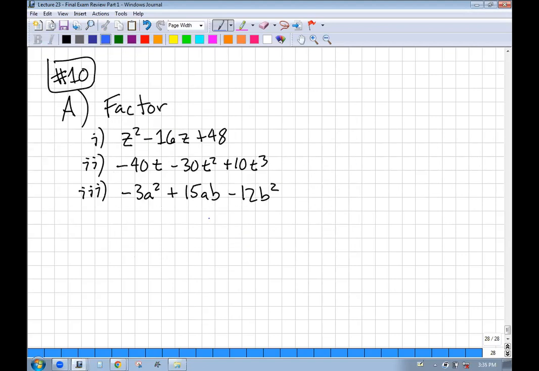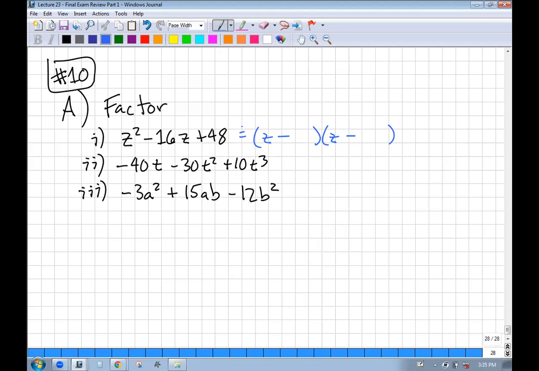All right, factor. This is one that we'd eyeball because there's no coefficient here. We need a Z, we need a Z. We need 2 numbers that multiply to give us 48, but add to give us negative 16. If they're going to multiply to be positive, but add to be negative, obviously they both have to be negative, right? So we start thinking, what do we have? What is 48? 8 times 6? I can't remember my multiplication. Yeah, 8 and 6 give us 48.